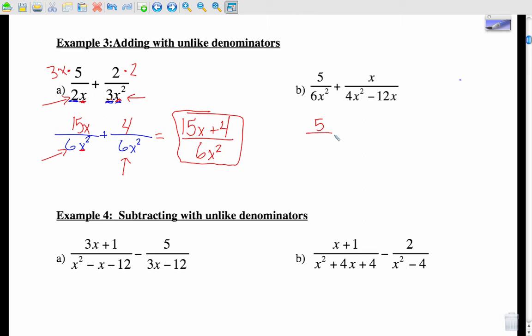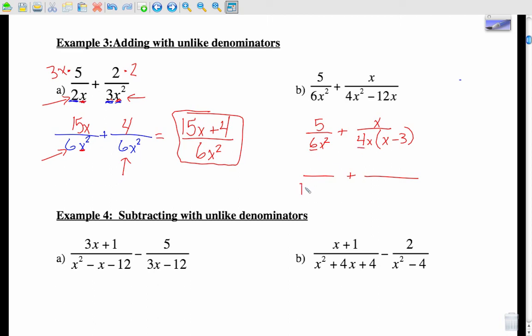All right, example B here. Example 3, letter B. I'm going to factor the bottom first. So I end up with a 5 over 6x squared plus x over, I'm going to take a 4x out of the bottom. That leaves me with an x minus 3.